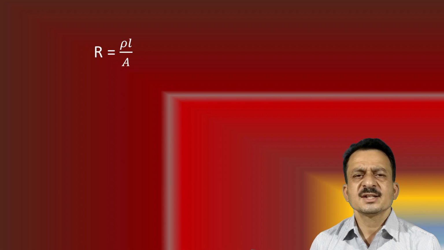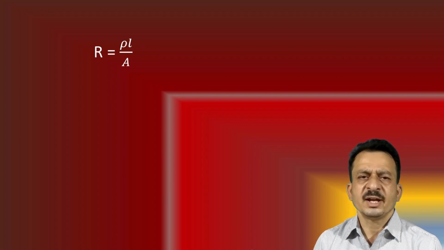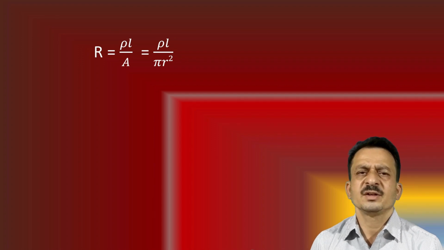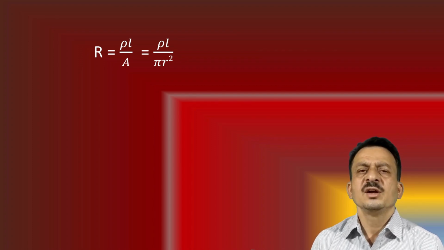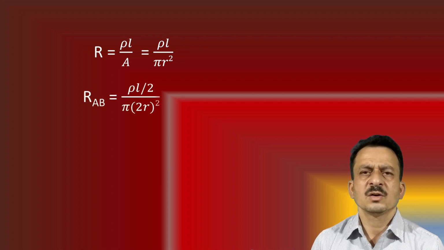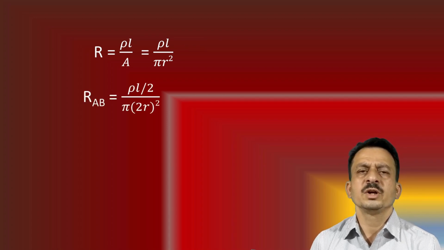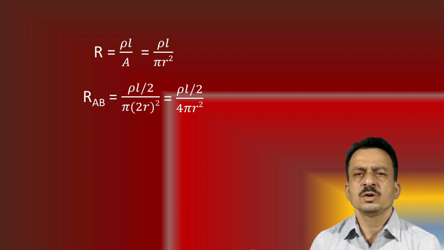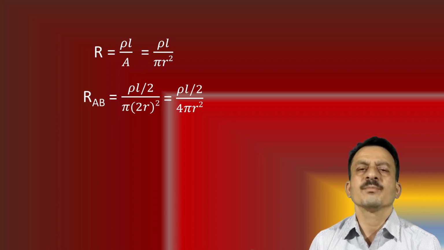Now we know that resistance R is given by rho L by A, that is rho L by pi R square, since it is circular in cross section. Now we will write the resistance for the two bars. For bar AB, R AB is equal to rho into length L by 2, divided by pi into its radius 2R whole square. Therefore it is rho into L by 2 divided by 4 pi R square.